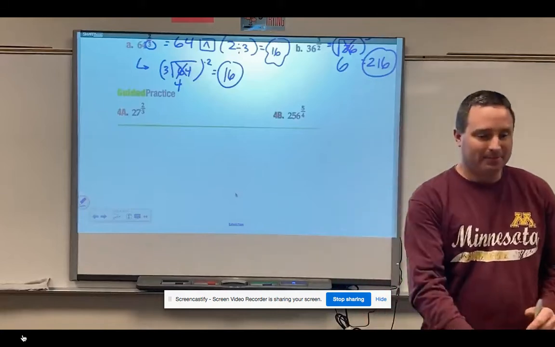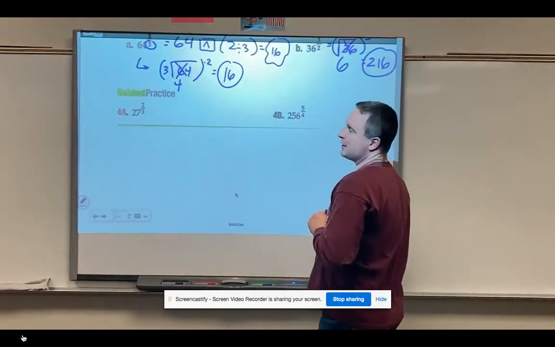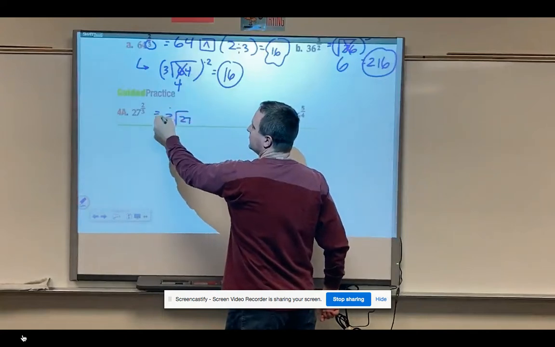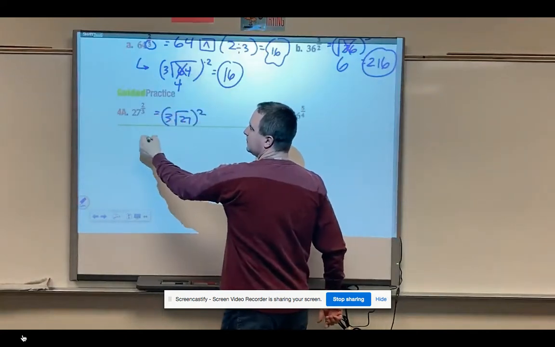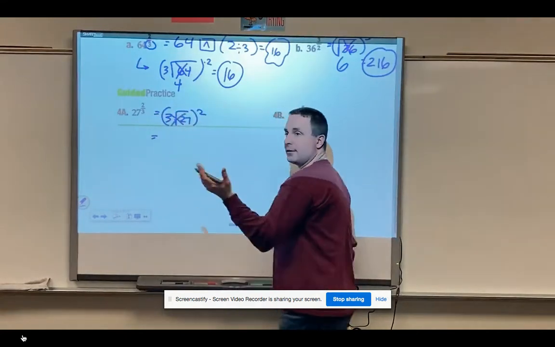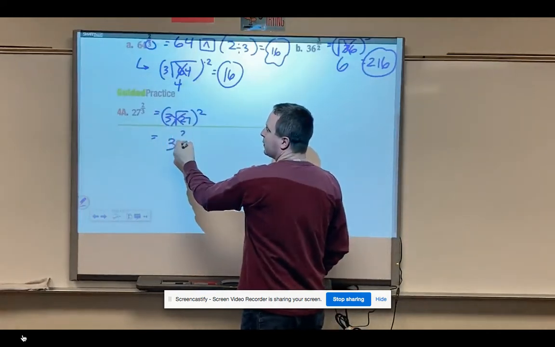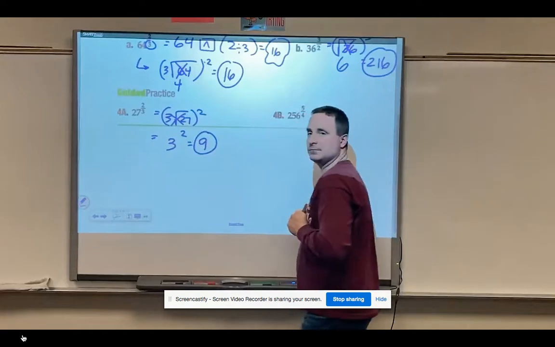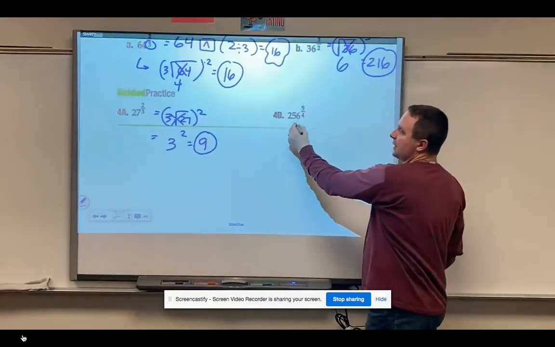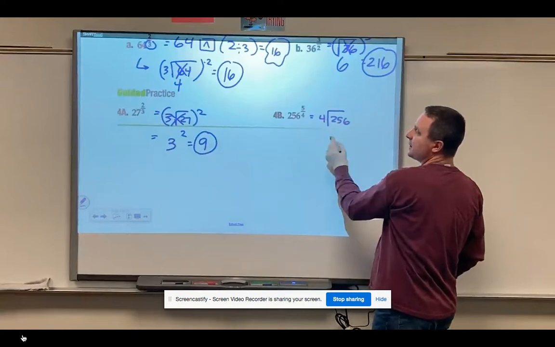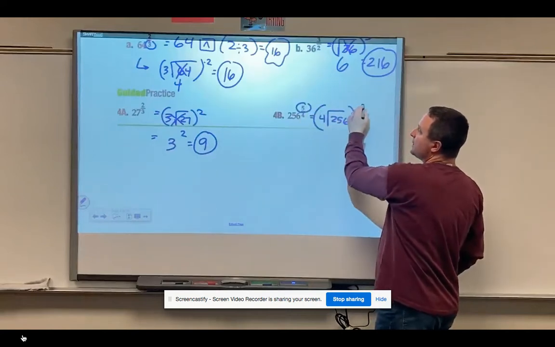Okay, welcome back. Let's try this one. 27 to the 2/3 power. It's the cube root of 27 squared. Well, the cube root of 27 from your sheet is 3. And then 3 squared is 9. Yep.